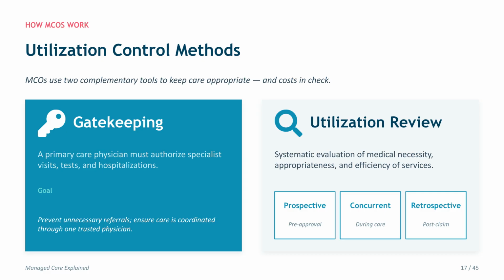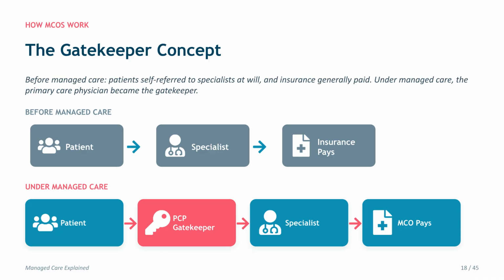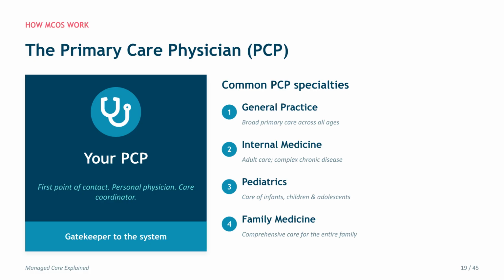Managed care organizations utilize two primary tools to keep care appropriate and control costs: gatekeeping and utilization review. The gatekeeper model shifted the patient journey. Instead of direct access to specialists, patients must first coordinate care through a primary care physician. The primary care physician acts as the gatekeeper, serving as the personal point of contact for common specialties like internal medicine, pediatrics, and family medicine.